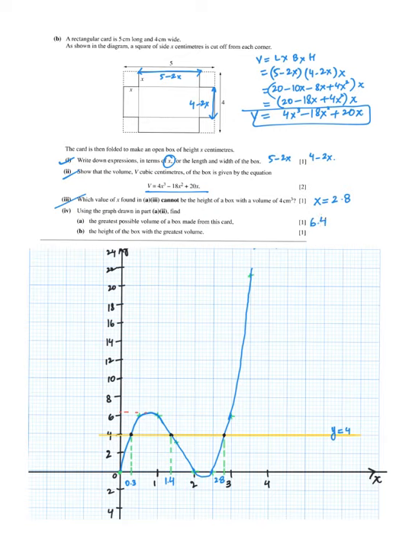In the next part, it says find the height of the box with the greatest volume. So you need to find the value of x at this greatest volume. The value of x I'm getting is 0.8, and that is the value of x, or you can say the height of the box, because height is equal to x. So you have 0.8 when the volume is maximum. So the value of x is 0.8, and that is your answer.